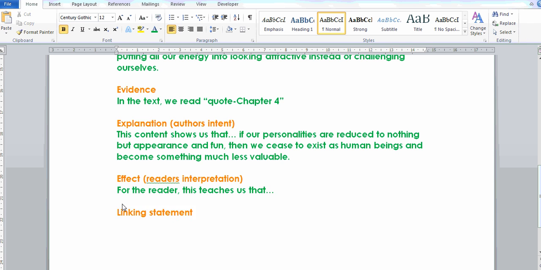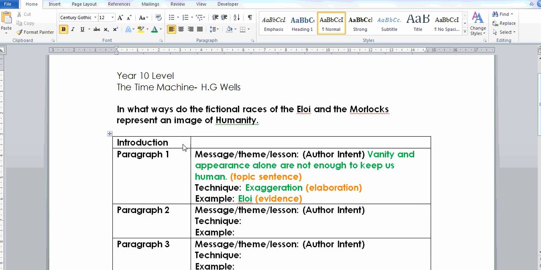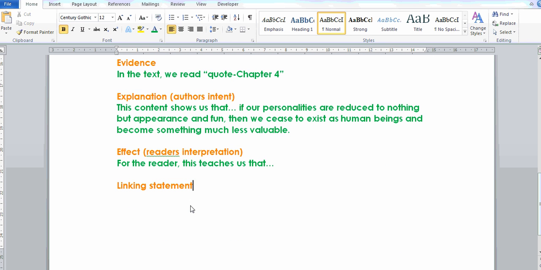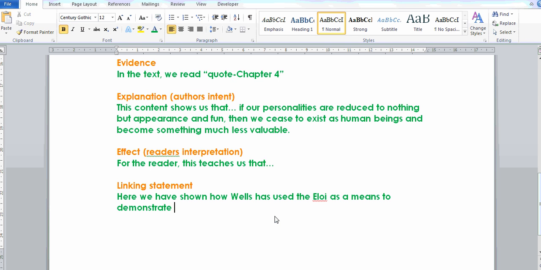Now, I'm going to move past that only because the length of this video is getting beyond what I had originally intended, and I'm just going to quickly go into the linking statement. A really basic linking statement would be something like, here we have shown how, what am I thinking, Wells has used the Eloi as a means to demonstrate the weakness of our human nature. Okay, something along those lines.